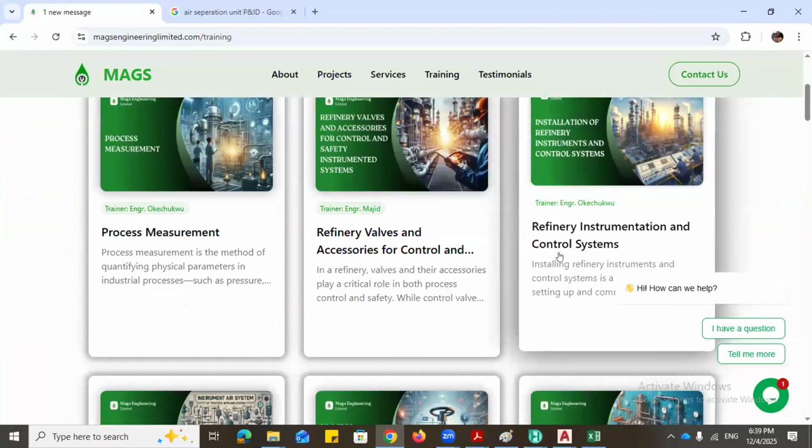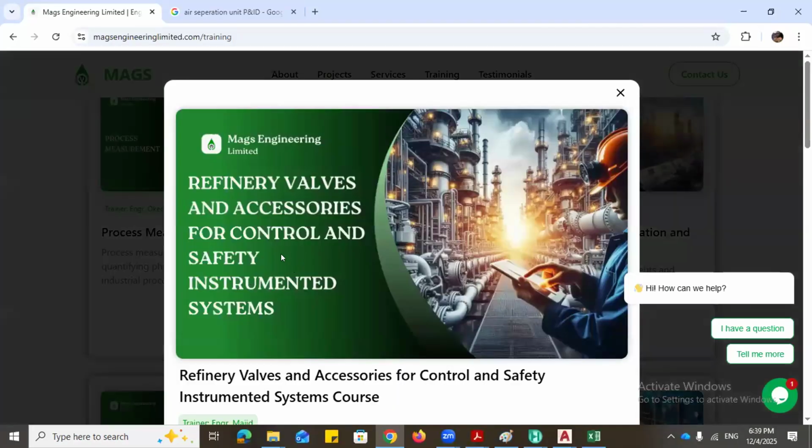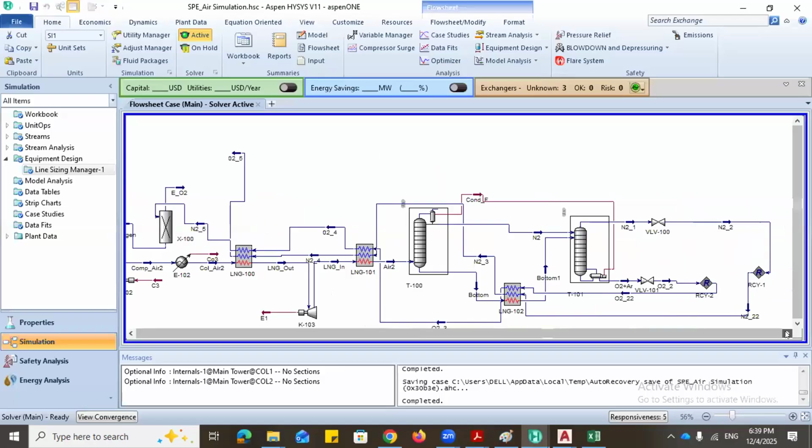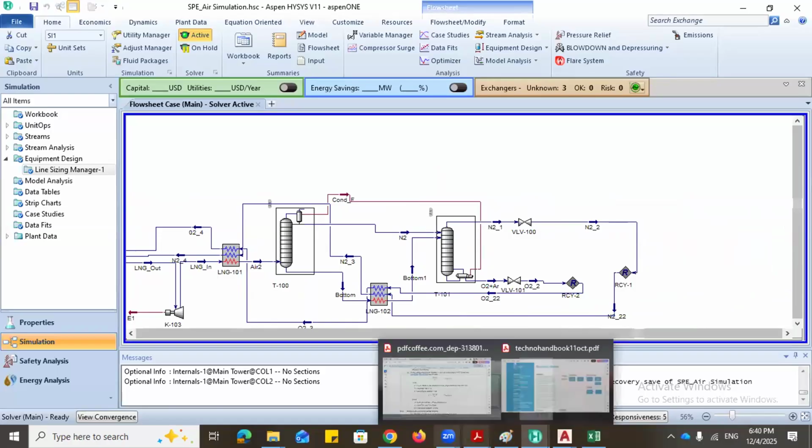Let me show you one course. See this course, refinery instrumentation, refinery valves, actuators and control, and control and safety instrumentation system. See this control valve that is here now. That course has to do with this control valve. All the necessary P&ID you need to fix up here: the gate valve, the ball valve. You need to confirm maybe it is fail to close or fail to open. How many drain valves you are going to put here? That course will give you that knowledge.